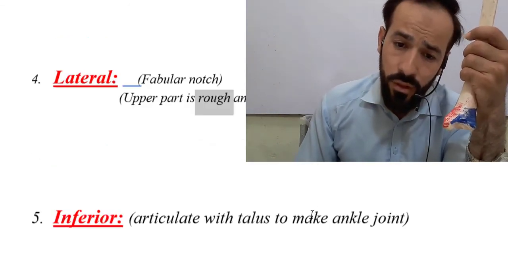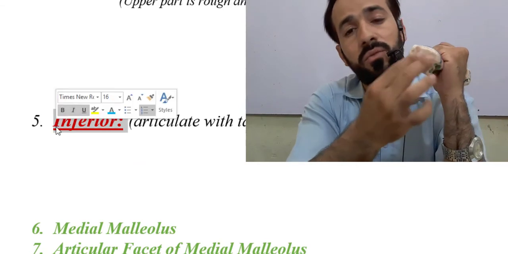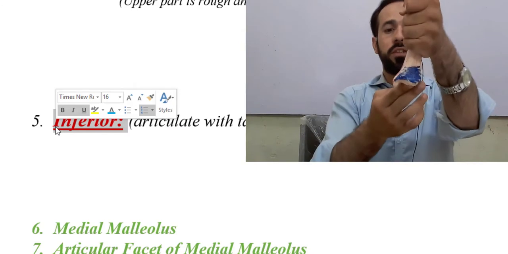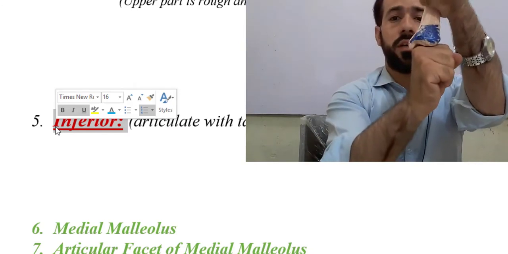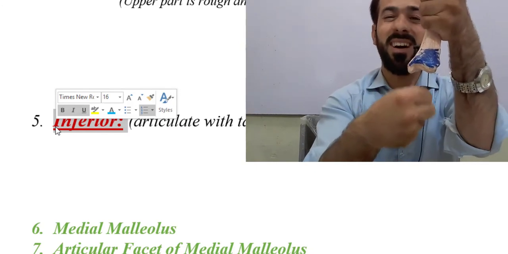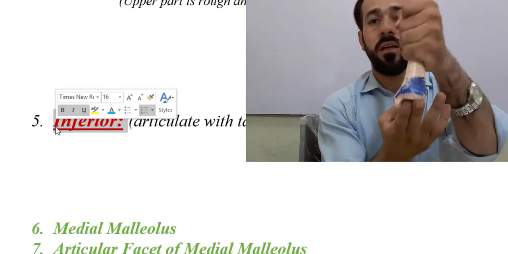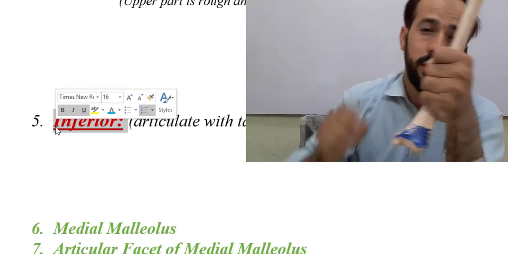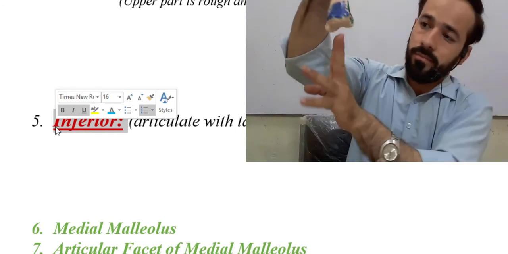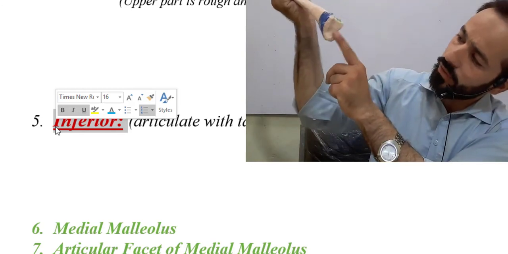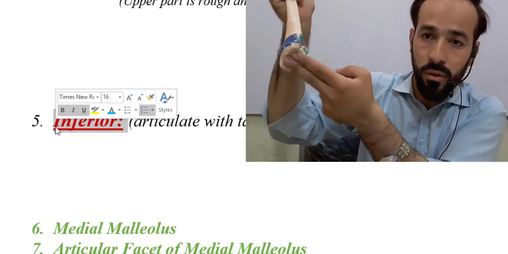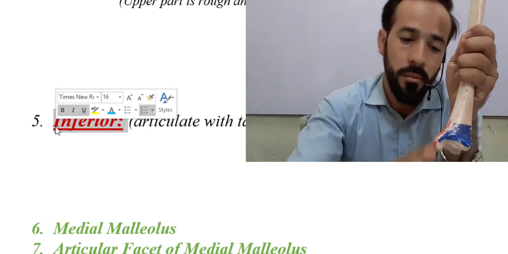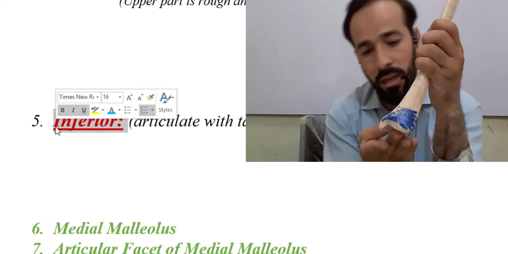Then there is the inferior surface, and you can see here this is the inferior surface of this tibia bone. The inferior surface of the tibia bone will make a joint here with the talus bone of your tarsal bones, and which joint will it make? It will make the ankle joint with the talus bone of the tarsals, right? So this is the inferior surface, the lower end of the tibia bone. So how many surfaces? All 5 surfaces: anterior, medial, lateral, posterior and inferior.